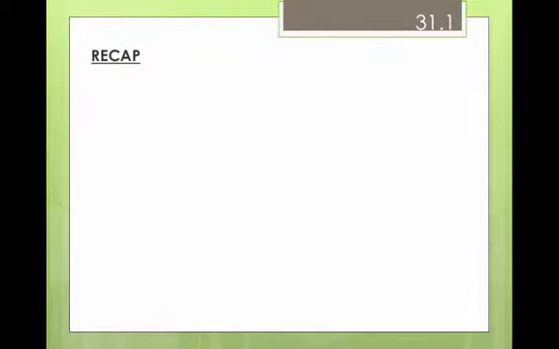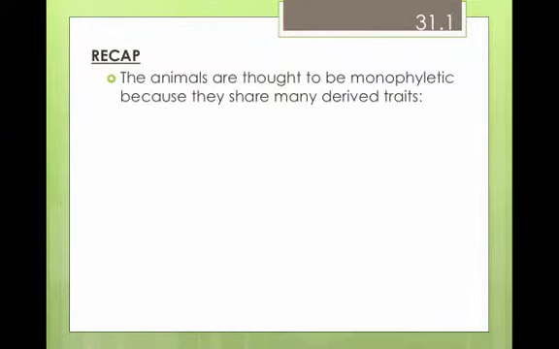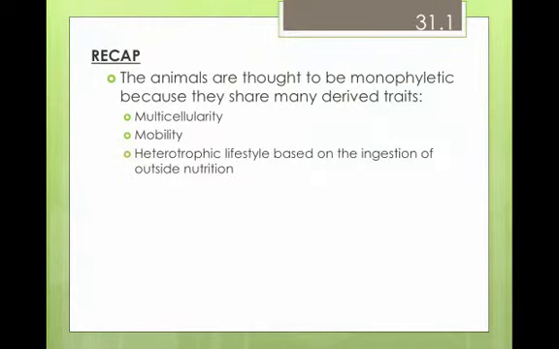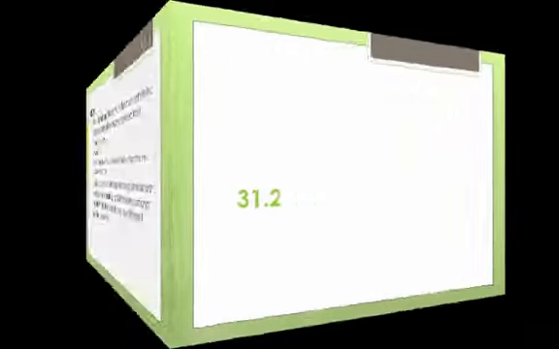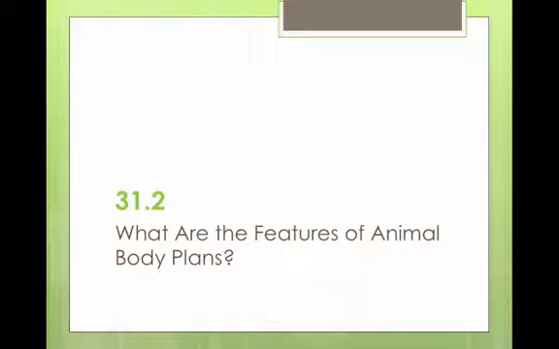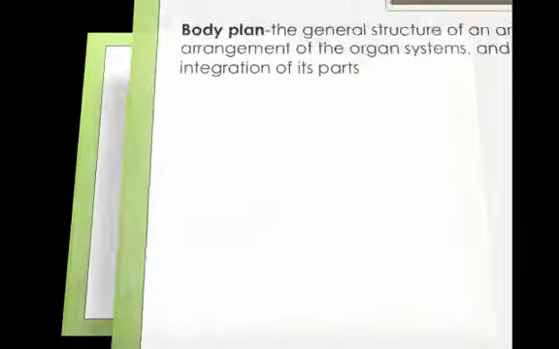So here's a recap for 31.1. Animals are thought to be monophyletic because they share many derived traits, such as multicellularity, mobility, and heterotrophic lifestyle based on the ingestion of outside nutrition. Evolutionary relationships among animals are inferred from fossils and from molecular and morphological traits that are shared by different groups of animals. Alright, so now chapter 31.2, which is what are the features of animal body plans.